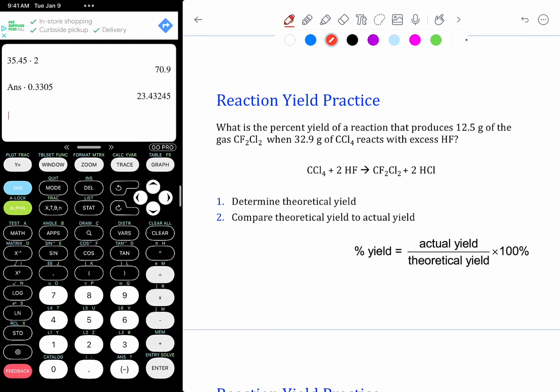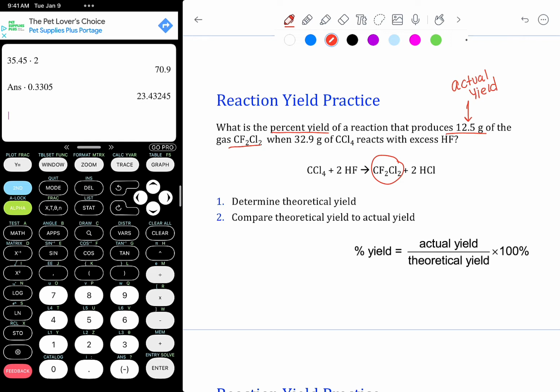So we want to know the percent yield, that's what we're looking for. And we know that this reaction produces 12.5 grams of CF2Cl2, which is one of our products. So because we know how much this reaction yields, this is the actual yield. That's how much we know we can get out from this reaction in the real world. That's our real world example.